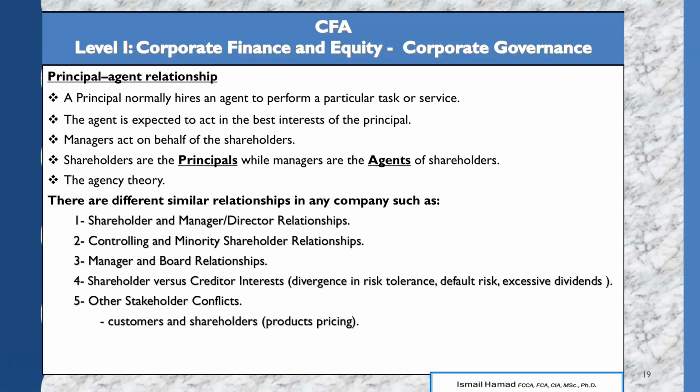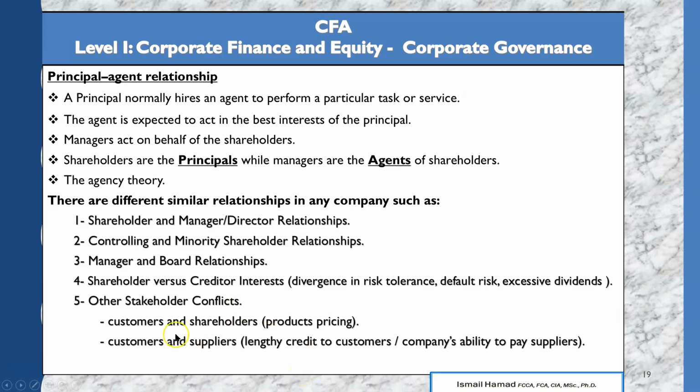You can find them. Customer, shareholder, as I said, product pricing. High prices go against customer interest, but in the best interest of shareholders. Similarly with customer and suppliers. Lengthy credit to customer and company ability to pay supplier.